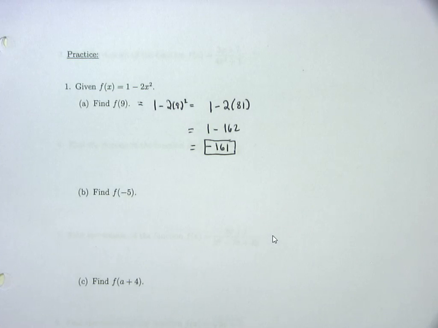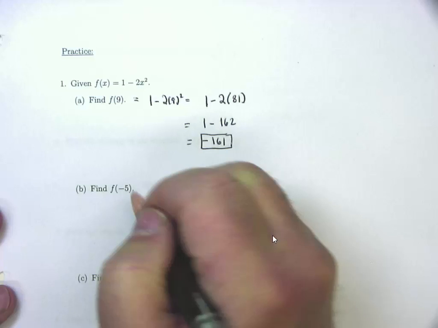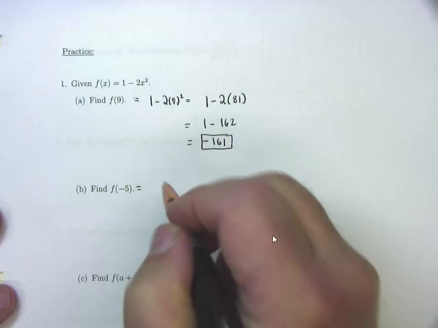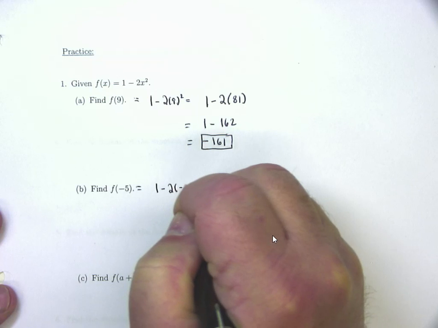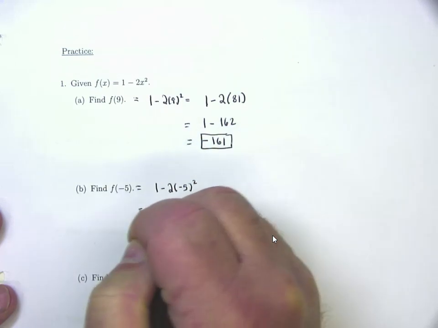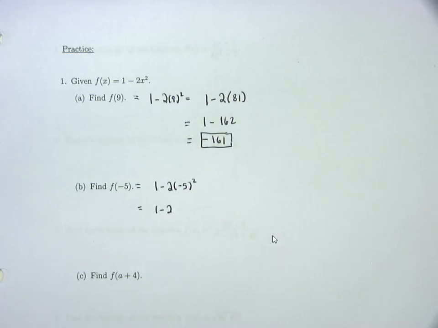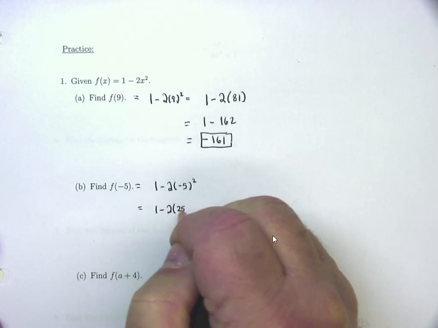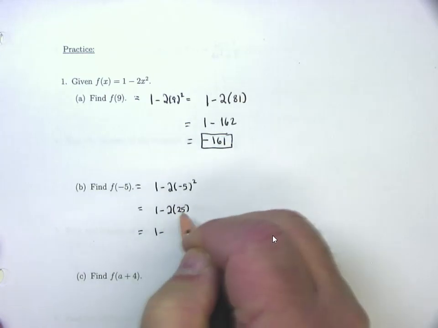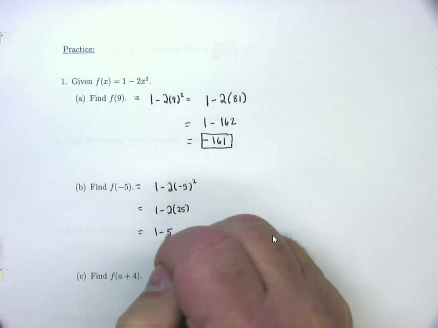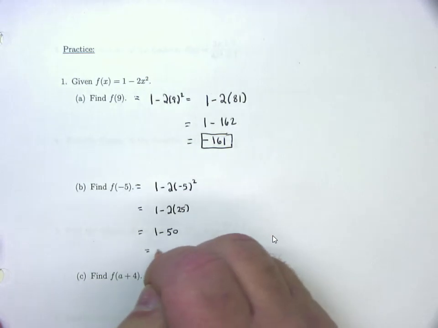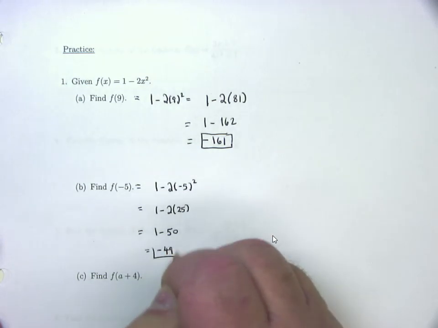Does that make sense? Next one is, what is f of negative 5? We'll plug in negative 5. 1 minus 2 times negative 5 squared. 1 minus 2 times, what is negative 5 quantity squared? 25. And 1 minus 2 times 25 is 50. And 1 minus 50 is negative 49.